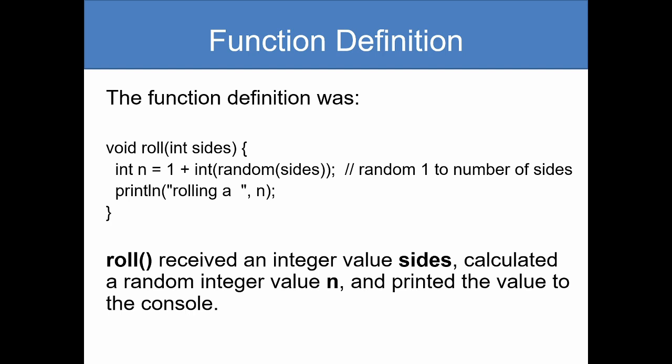So the function definition is this: roll receives an integer value size and calculates a random integer value n. And this number, this n, is actually reused farther down here in the println, rolling a whatever we rolled.